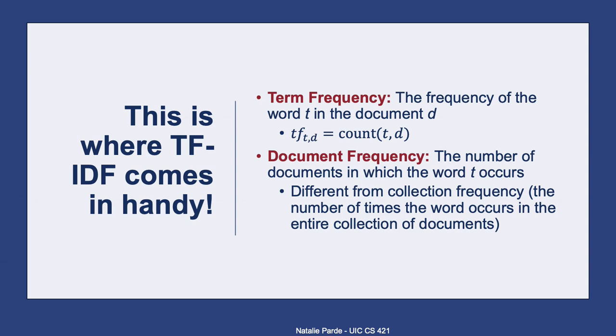An important thing to be aware of is that document frequency is different from collection frequency, or the number of times the word occurs in the corpus overall. If a word occurs 5 times in one document and 1 time in another document in the corpus and nowhere else, the document frequency would be 2.